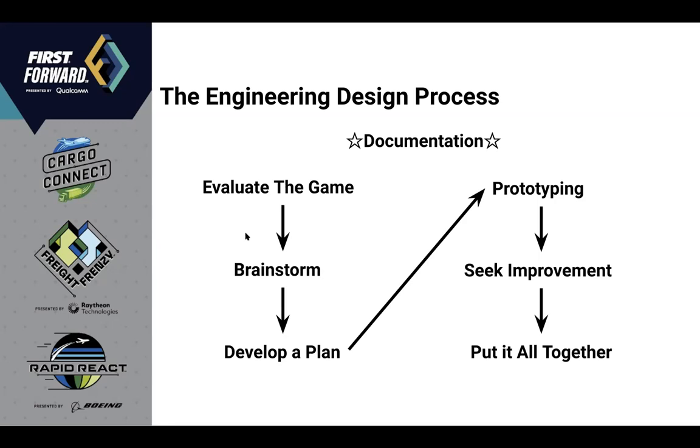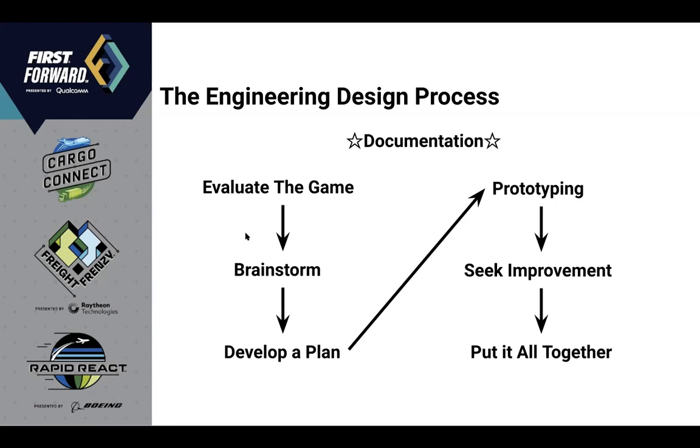Third is to develop a plan. You want to figure out how to attack the tasks, to make it easier. And then you want to figure out what you want your robot to do, like the autonomous mode, or just figure out the basic plan on what you want to do.